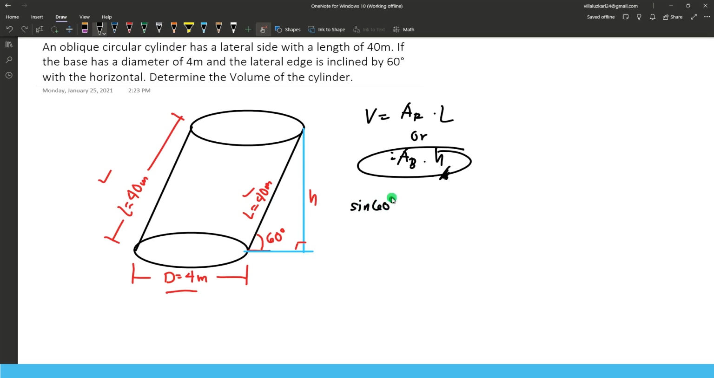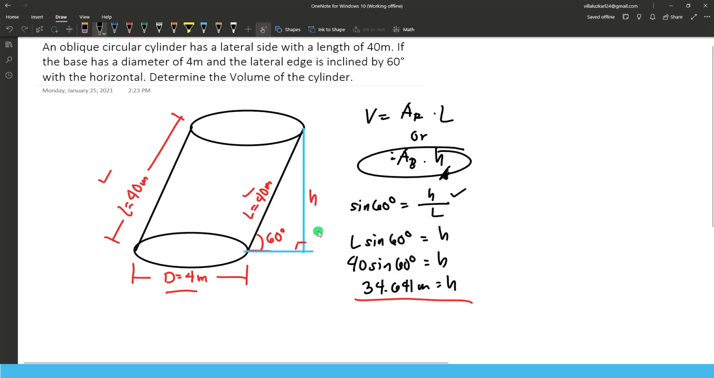Sine 60 is equal to the opposite side h over the hypotenuse L. We multiply both sides by L, so we have L sine 60 degrees equals h. Substituting, 40 sine 60 equals h. Therefore, h is 34.641 meters. That's your h here.